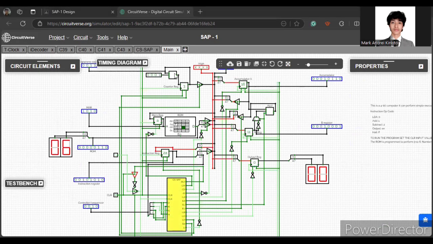So the instruction register now decodes the instruction. The value of the memory is loaded into the B register. So as you can see, we have 11 and 16. So that resulted in 6. So let's try it again. Now it's 10. So 16 minus 6 is 10 now.